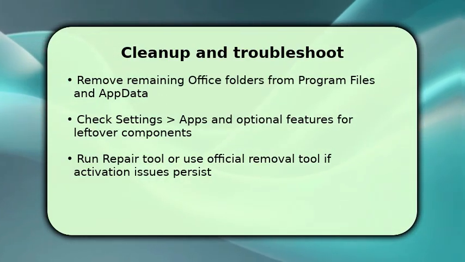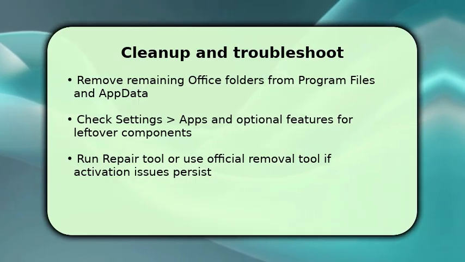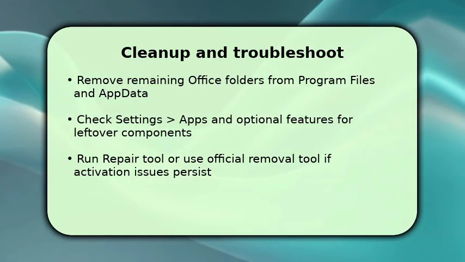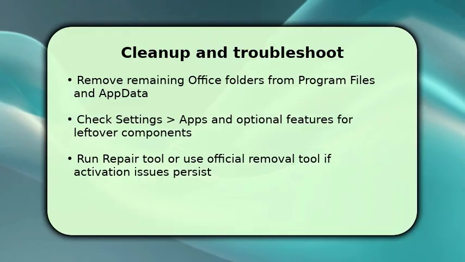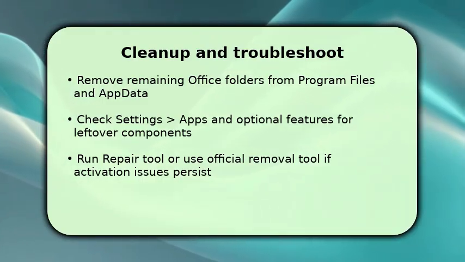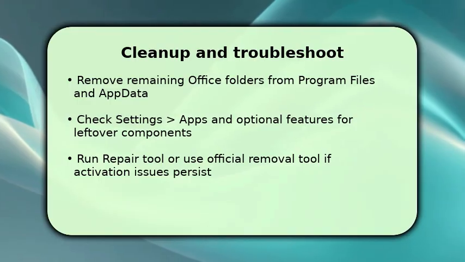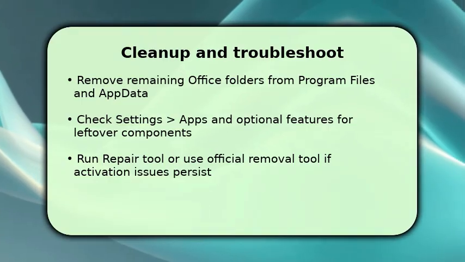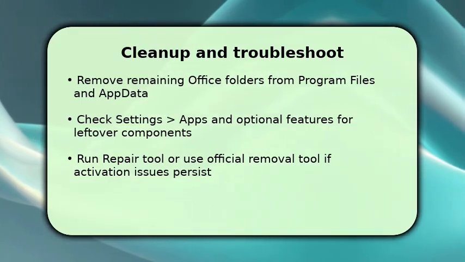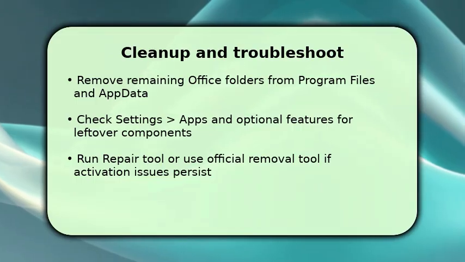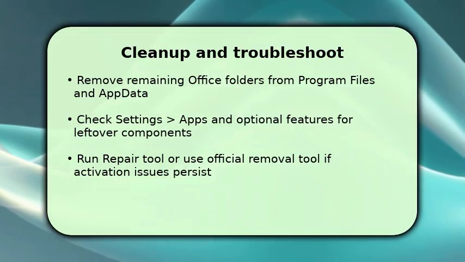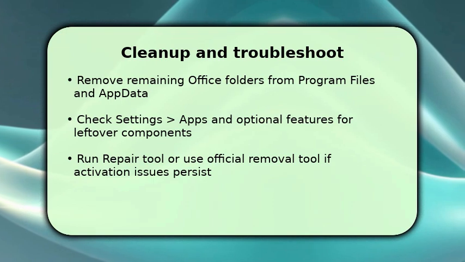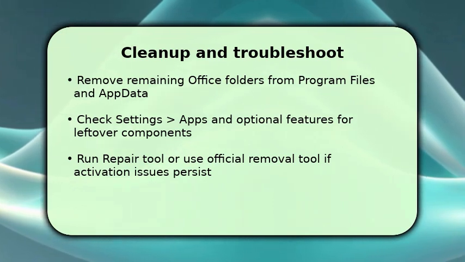Once done, check Settings Apps again to verify all Office components are gone and reboot to complete registry updates. If activation or leftover shortcuts cause problems, run the official Office removal tool or the repair option from Microsoft's Support Kit. That recovers broken installs. One key troubleshooting tip: if the uninstaller fails, run the removal tool in safe mode to avoid locked files.